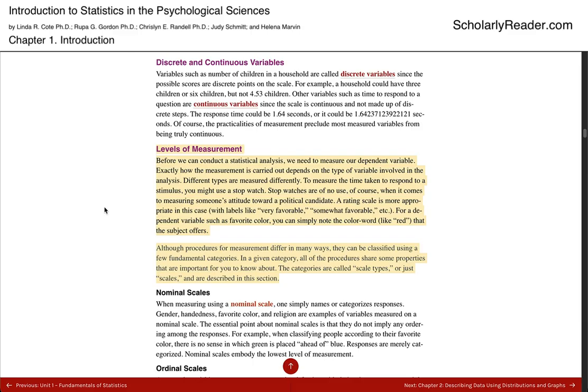For dependent variables such as favorite color, you can simply note the color word, like red, that the subject offers. Although procedures for measurement differ in many ways, they can be classified using a few fundamental categories. In a given category, all of the procedures share some properties that are important for you to know about. The categories are called scale types, or just scales, and are described in this section.